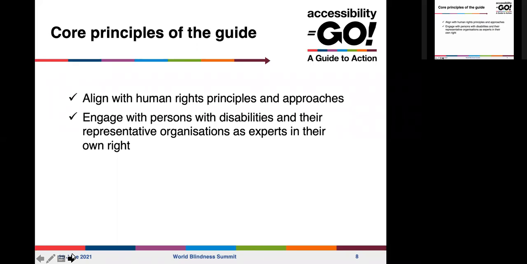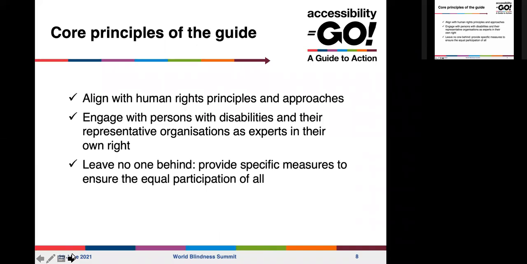They are the experts in their lived experience in their own right, and it's critical to have DPOs partnering on accessibility, and it's no longer acceptable to have agencies speaking on behalf of people with disability on the subject of accessibility. It was also that we had the commitment, as our strapline on the guide says, to leave no one behind. And we were particularly interested to make sure of specific measures to ensure the equal participation of all.